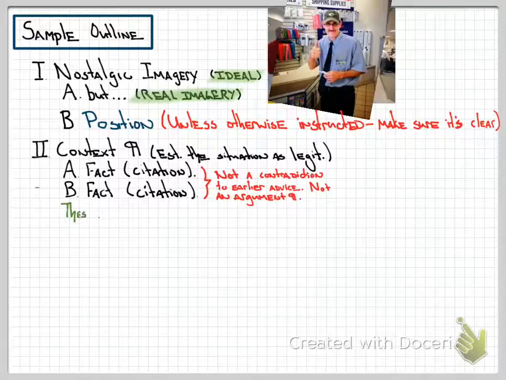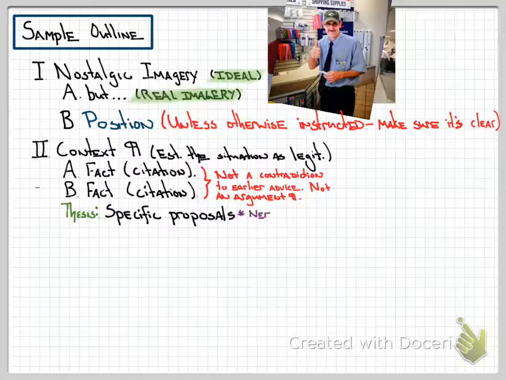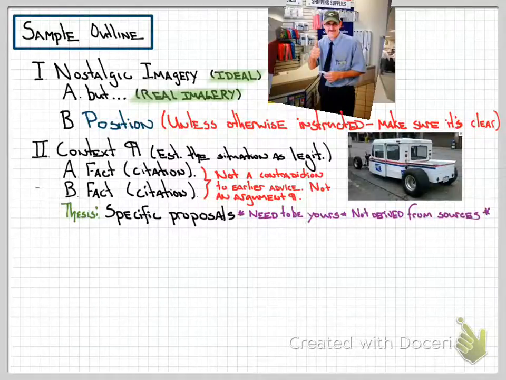All right, the end of this paragraph should give your thesis, which should present the details of your specific proposal. The details need to be yours and not derived from the sources. Again, the sources should support your argument. Maybe your thesis contains the claim that with real modifications to image and function, the post office can be souped up and made cool again. Just come to the argument with your own thoughts.